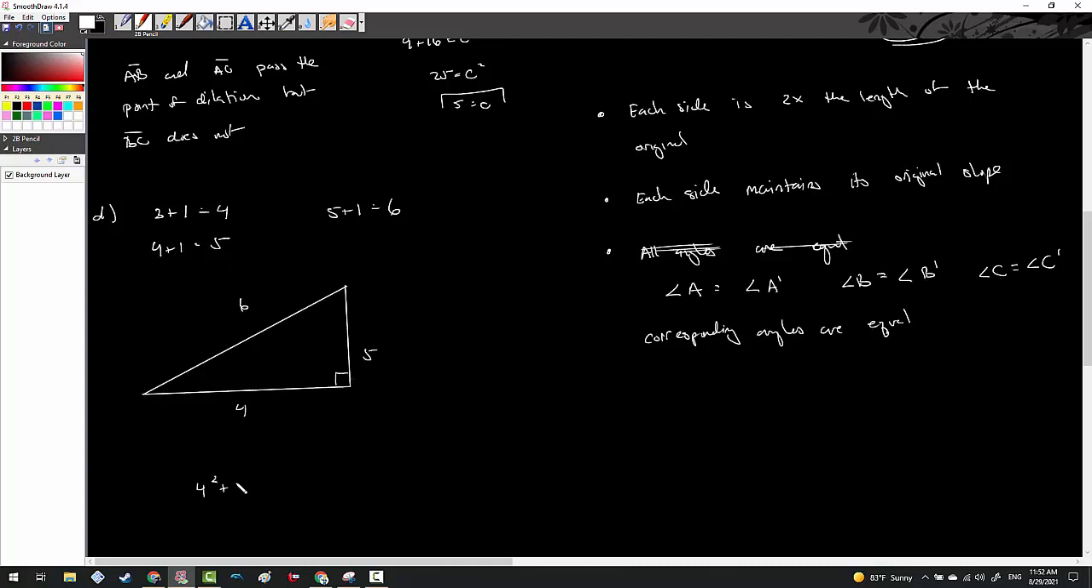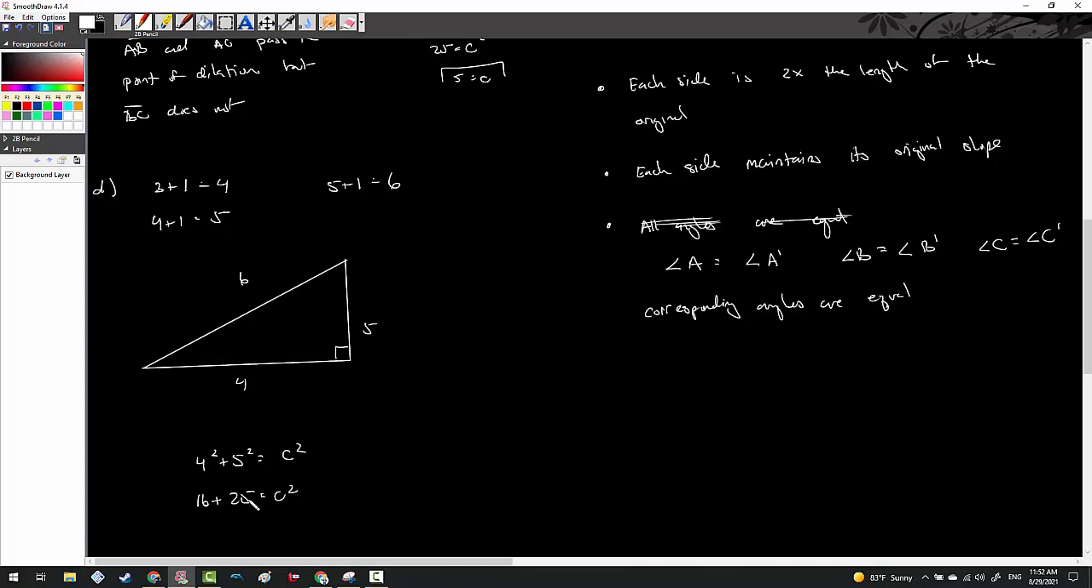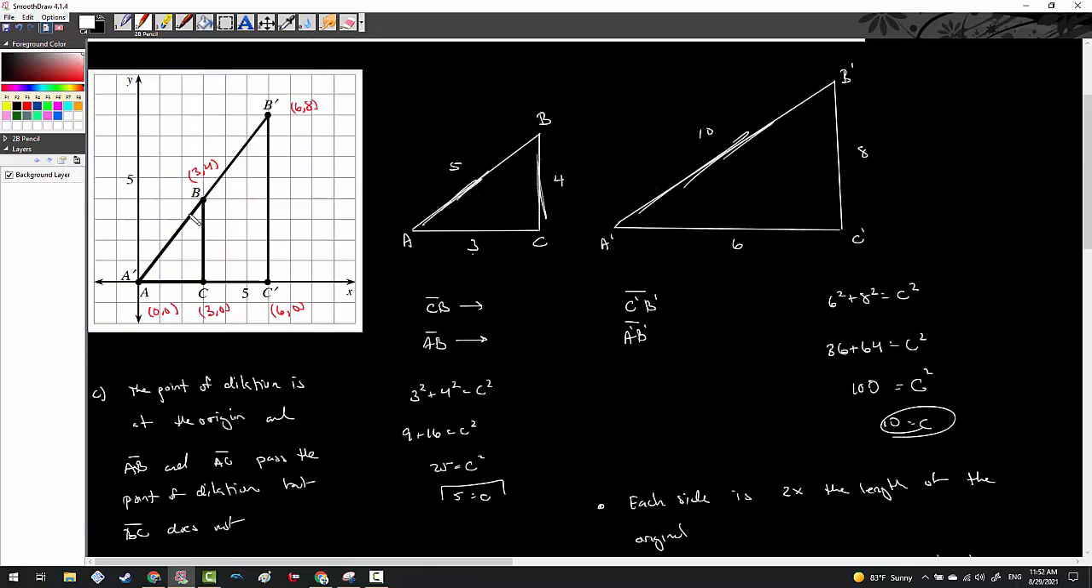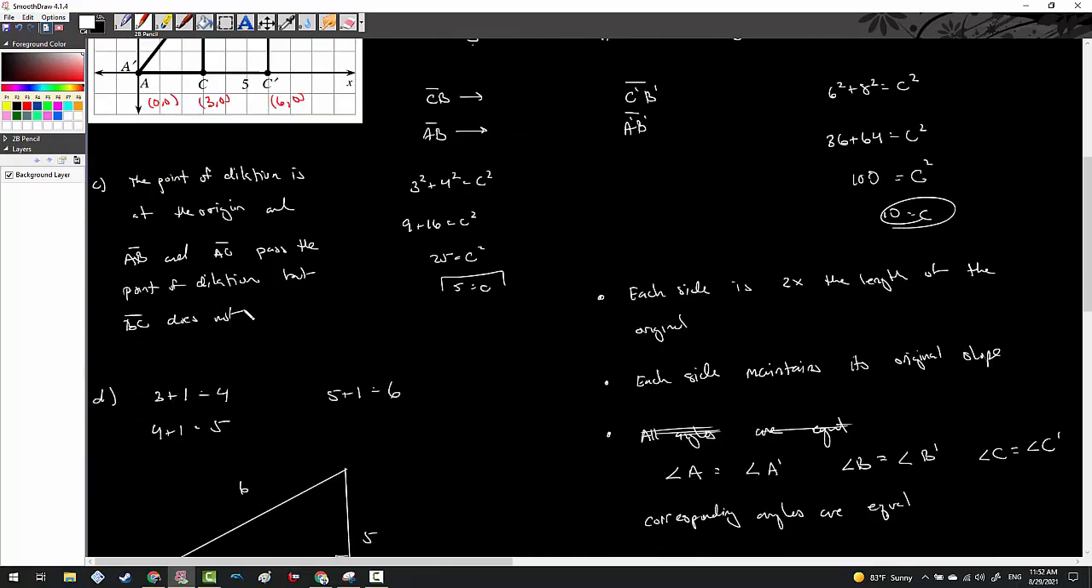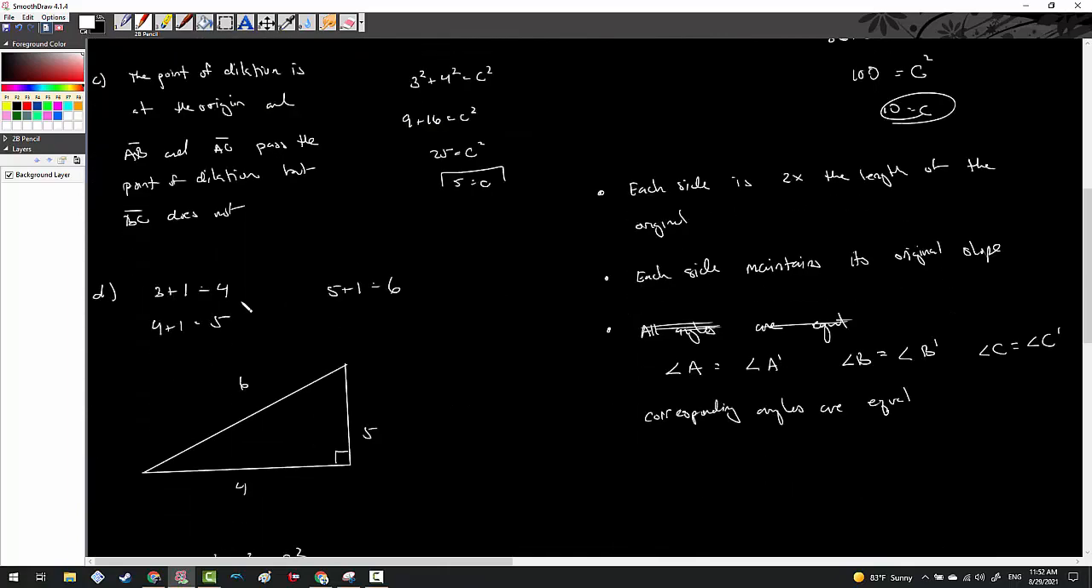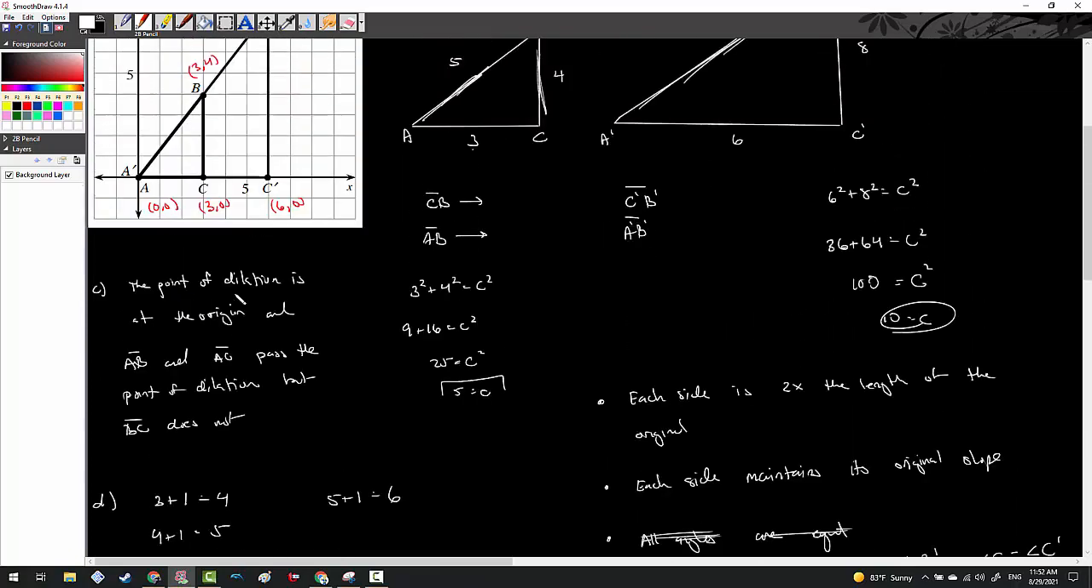Does 4 squared plus 5 squared equal 6 squared, which is 36? So 16 plus 25 equals c squared. I don't think so. I think that's 41. So if we add the same amount to each side, I don't think we're going to be able to get our similar figure. Similar figures definitely grow. When they grow, they have to stay proportional. And so I believe adding the same amount to each side does not properly convey that proportion. So I think D is going to be false on that one.